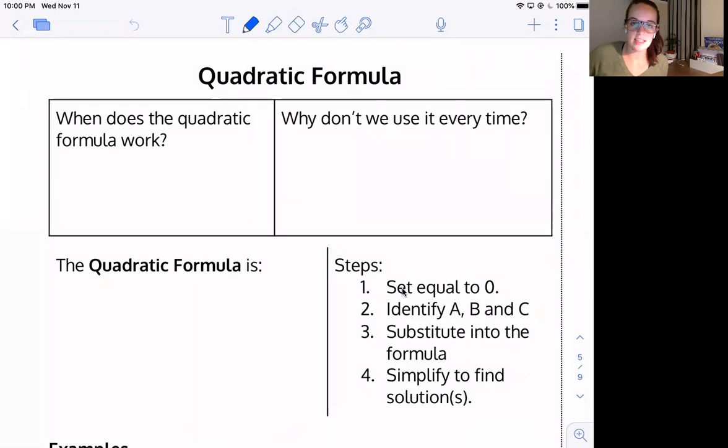Hi everyone, this is the lesson for quadratic formula. So far we've learned a bunch of different methods to solve quadratics. Remember, quadratic means anytime you have a leading term of x squared. This will be the last way that we're learning to solve quadratics, and the reason that we're learning it last is because of this first question.